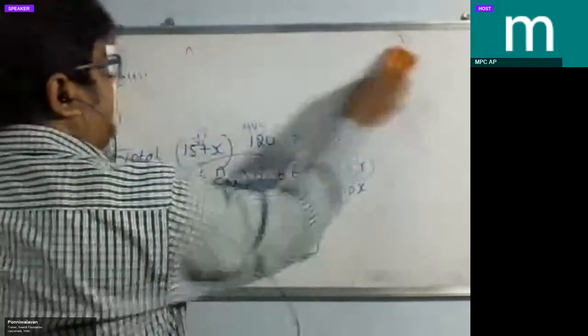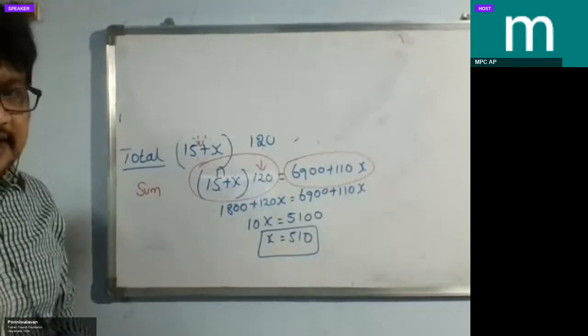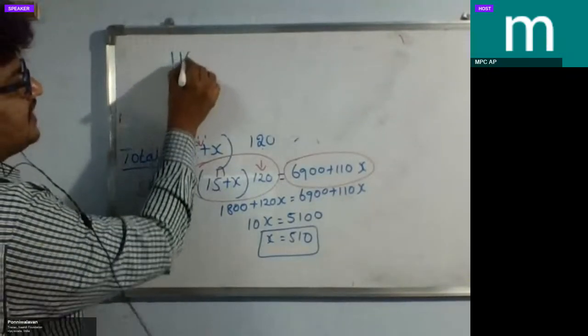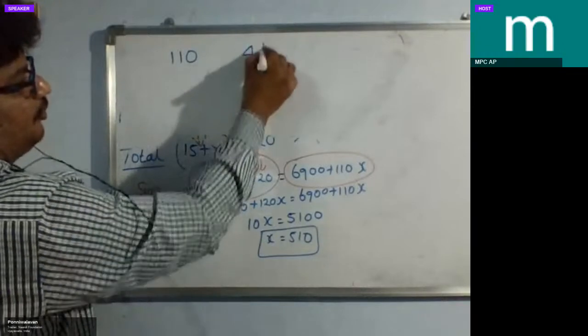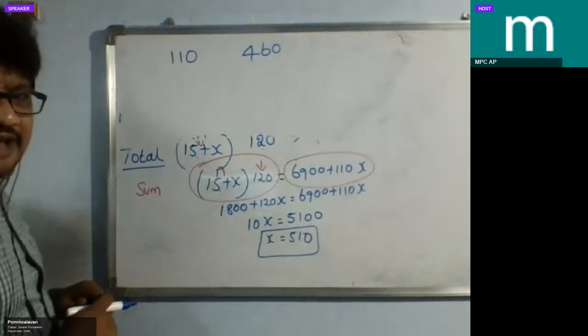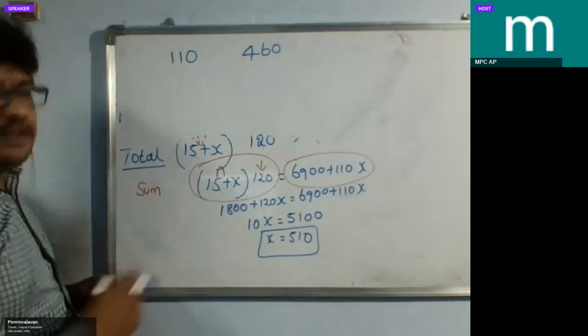Now I will explain the other method quickly. It is very, very easy. It is the allocation method. What is the non-officer salary? 110. What is the officer's salary? 460. What is the total average? 120.